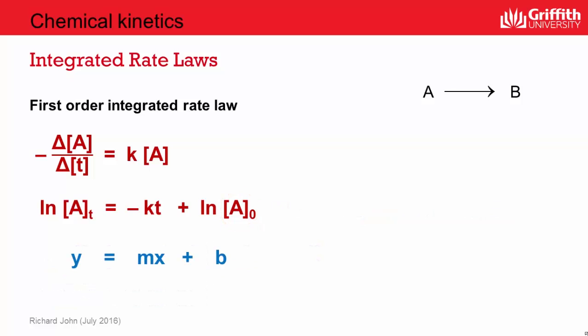Now it turns out that this equation has the general form of a straight line, y equals mx plus b, where in the case of our integrated rate law, the ln At term is equivalent to the y variable, time is equivalent to the x variable, the negative of the rate constant is equal to the slope of the straight line, and the ln A0 term is equivalent to the y-intercept.